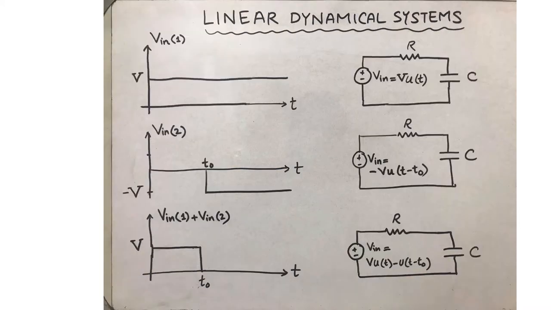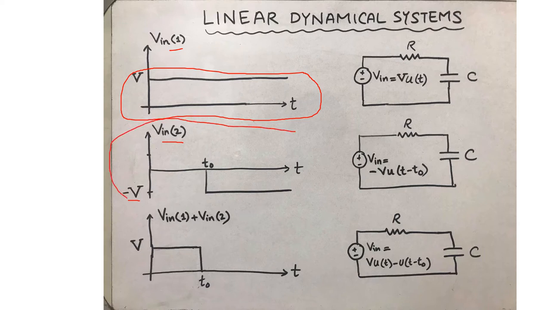The question is, how did we get this output? To understand this, the first thing we need to know is that the input, which is a short duration pulse, can be written as the sum of two different input signals, V in 1 and V in 2. So V in 1 instantaneously jumps to value V at time t equal to 0, but V in 2, the second input, attains minus V after time t0 and then remains steady at that value.